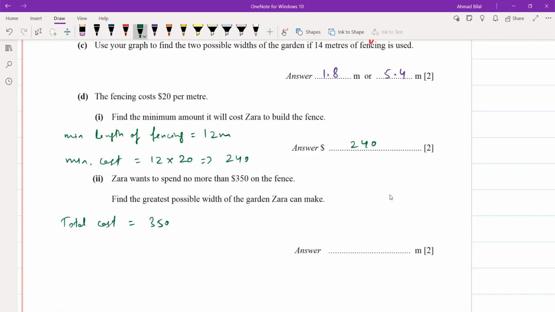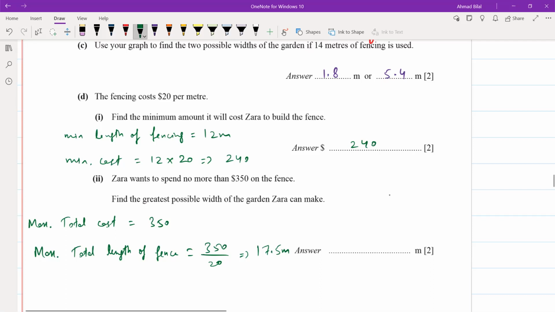अगर ये 350 आपके पास maximum total cost है, what about the total length? What about the total fencing length? Total length of the fence? You know that 1 meter costs $20, right? 1 meter costs $20. So $350 में कितने meters आ जाएंगे? You just say 350 divided by 20, and that gives you some number. That is going to be 17.5 meters. The maximum आपकी जो fencing की length हो सकती है, that can be 17.5 meters.